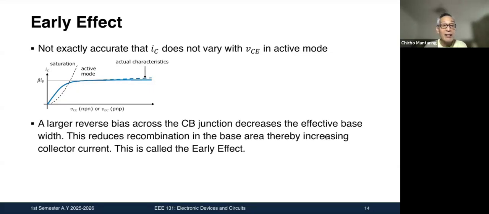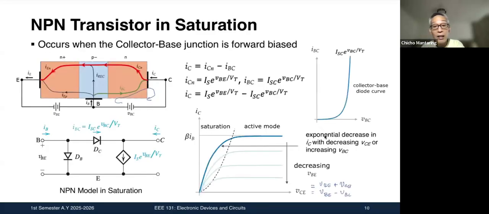And the reason for that is this. As you increase VCE, you are increasing VCB. I think that is clear in, where did I show that? In this slide. As you increase VCE, you will be increasing VCB, because remember we said VBE is approximately constant. So when VCE gets larger, VCB will be increasing.